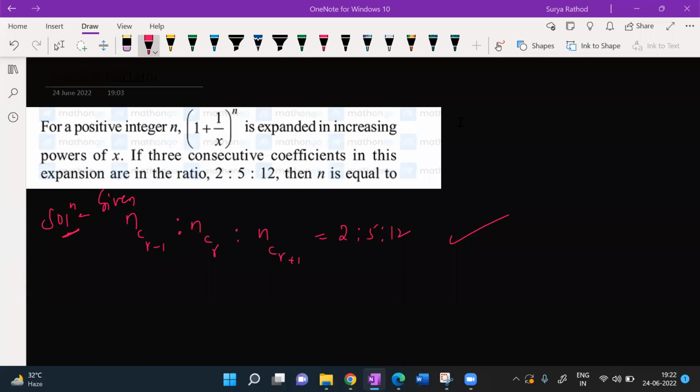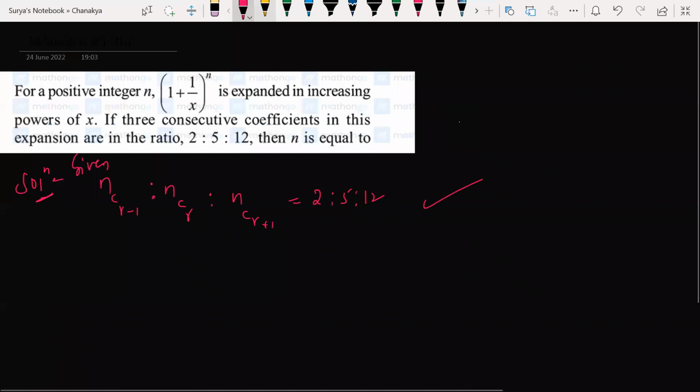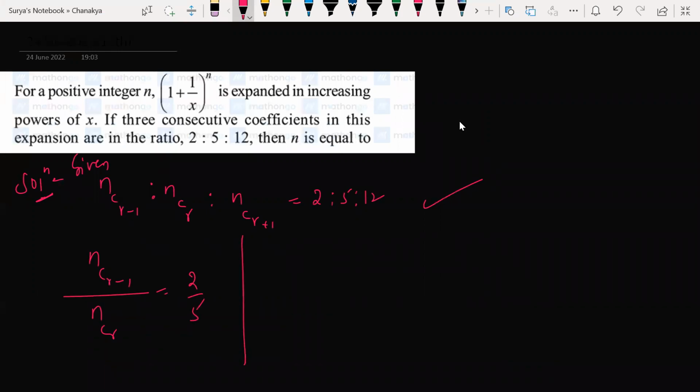Okay. Yes, tell me. nC(r-1) divided by nCr is equal to 2 by 5. Cool. Okay. r by n minus r plus 1 is equal to 2 by 5, sir. And r plus 1 by n minus r is equal to 5 by 12. So you'll be solving these two equations. Very good job. nC(r-1) by nCr is equal to 2 by 5 you did, sir, and nCr by nC(r+1) you did 5 by 12, sir. Am I right, sir? Yes, sir.